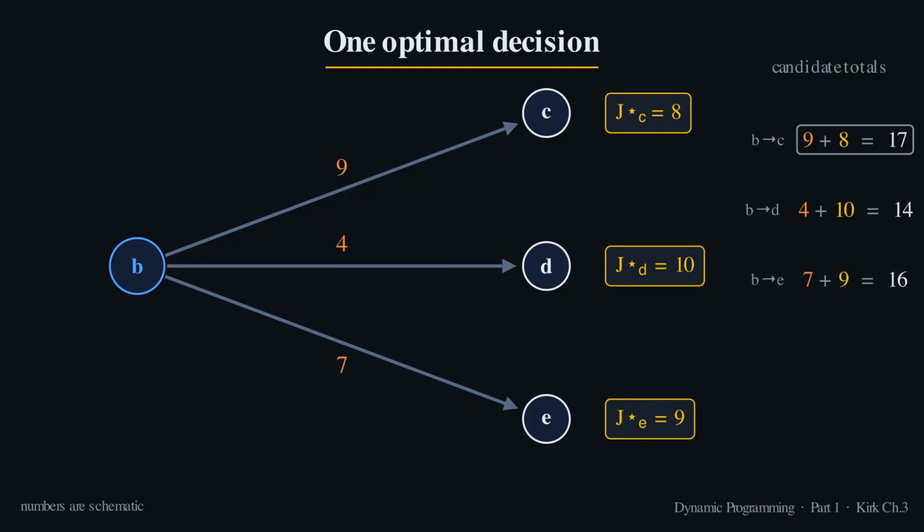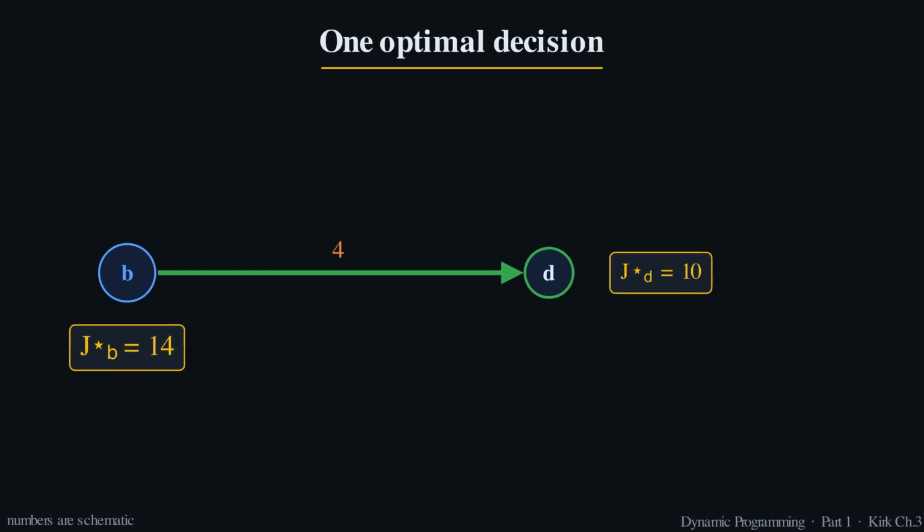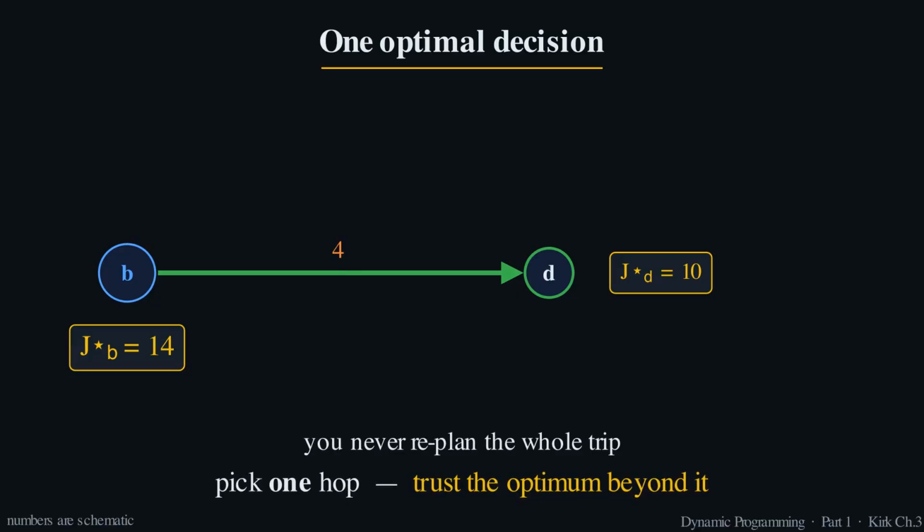For each option, add the cost of that single step to the best you can do from wherever it drops you. Compare the handful of totals. The smallest one is the optimal decision at B, full stop. You never replan the whole journey. You make one decision and you trust the optimum beyond it. Do that at every point in the right order and the entire problem falls.